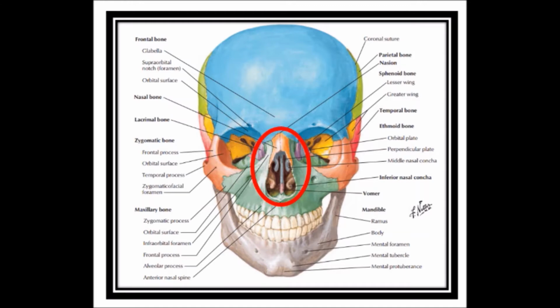Now, this diagram of the frontal aspect of the skull only points out the glabella, supraorbital notch, and the orbital surface of the frontal bone. The other features of the frontal bone that you want to be taking note of are the frontal eminence, the superciliary arch, and the supraorbital margin. These three features are very closely related, so be sure to know how to distinguish between them.